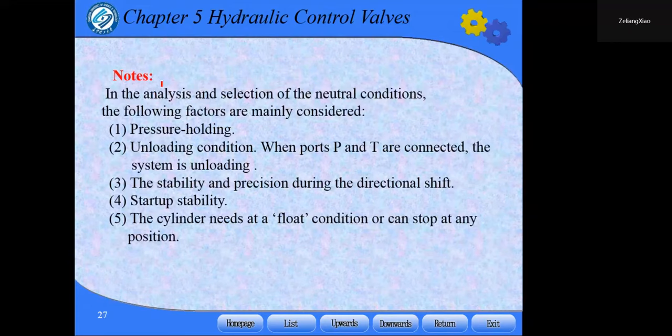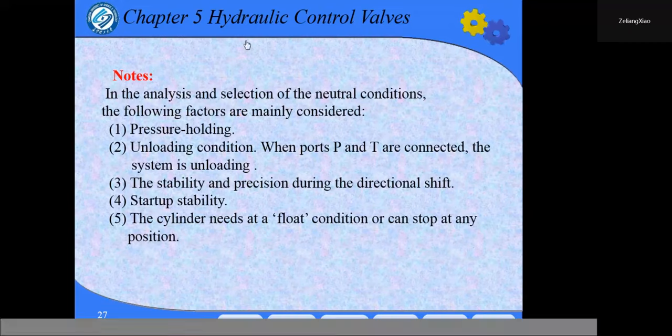Now we can go to the later part. In the analysis and the selection of the neutral conditions, the following factors are mainly considered. One is the pressure holding. Two is the unloading condition.